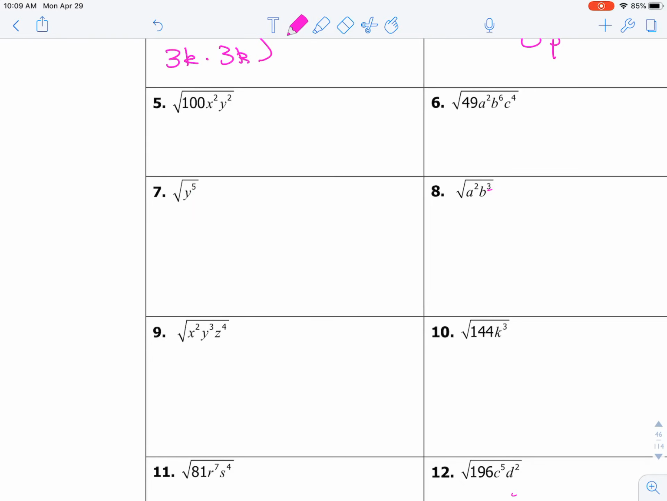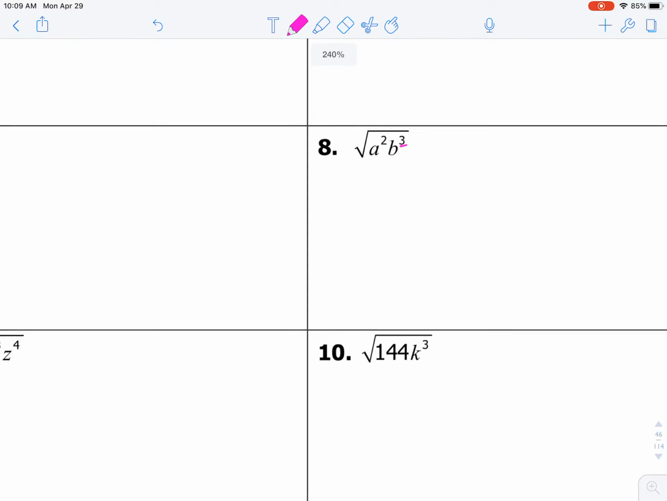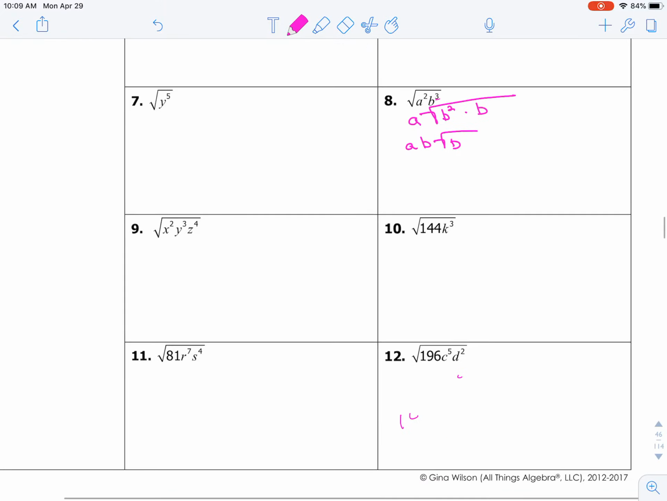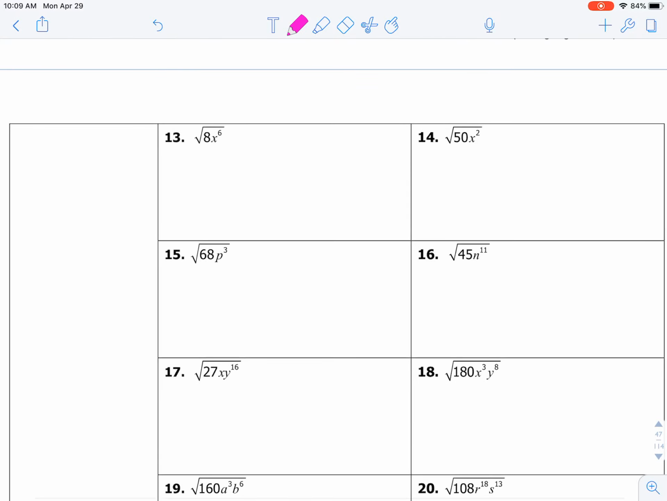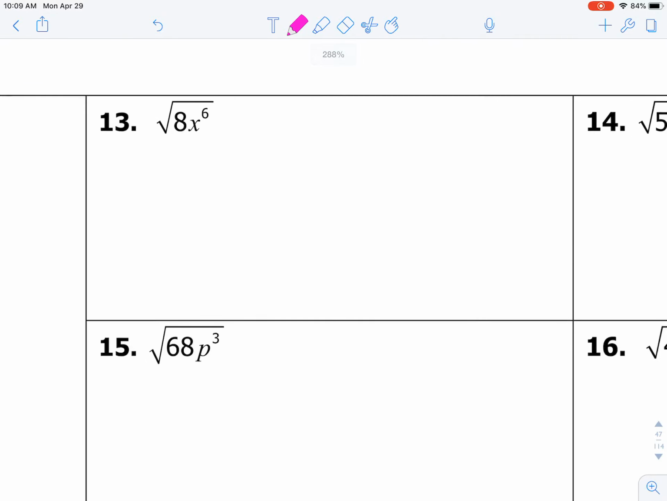I did one just like 7. Okay, let's do 8. So for 8, I can do the a's. The square root of a squared is a, times, take this down 1, and now I have it split into 2, and I can cut b to the 2nd in half, which would give me ab times the square root of b. Okay, so that's good. That's the same kind. And then we get into this stuff. So for 13, could you turn there, please?